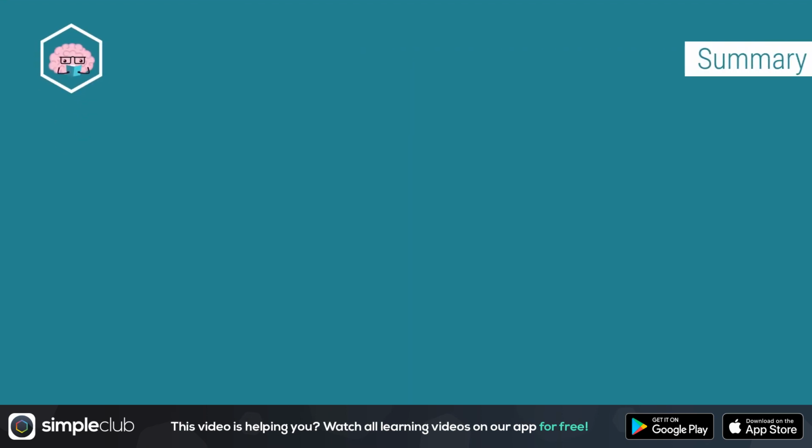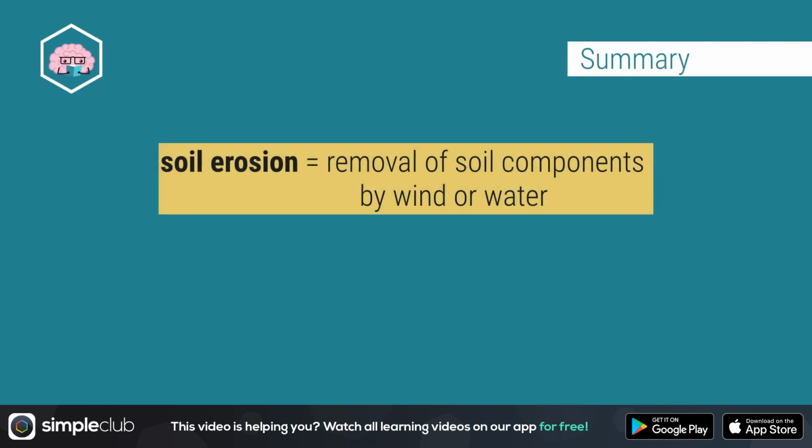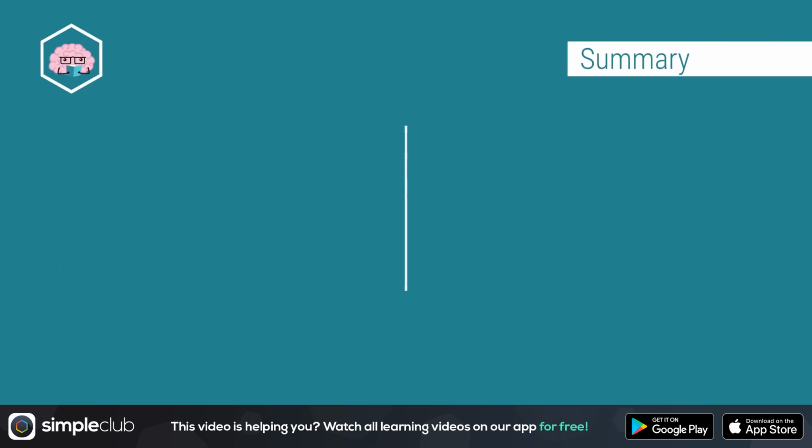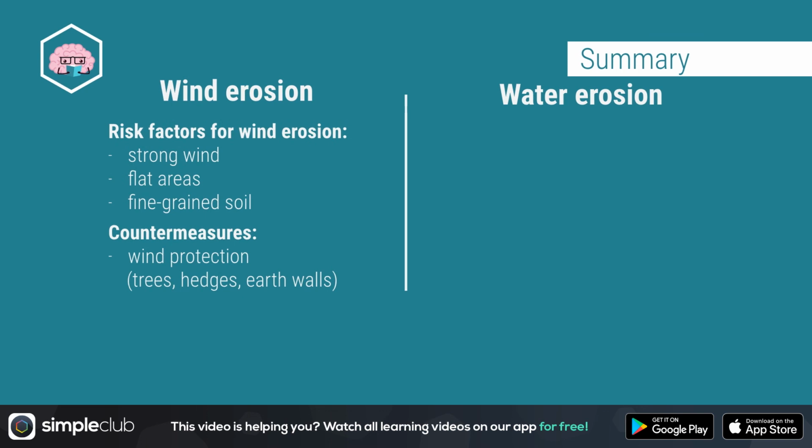Okay, so let's recap real quick. Soil erosion is the erosion of soil by wind and water. The fertile topsoil is removed, which in turn reduces soil fertility. Then, just remember the two types of erosion: wind erosion and water erosion. Clever students will probably also remember some risk factors and countermeasures for soil erosion.